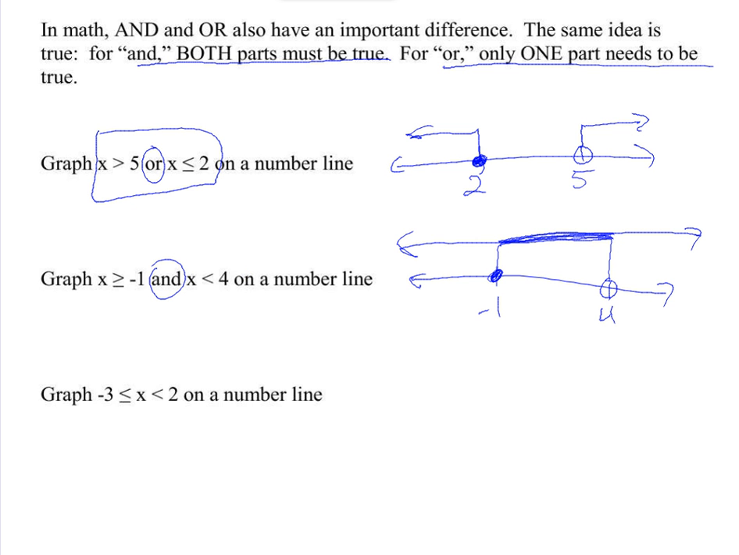What you're going to wind up with is a graph that looks like this. Your and statements will all wind up looking like that. Your or statements can look like this, but they can also do this. They can also do this. And they can also do this. But an and statement has no choice. It has to look like this. Yeah, I know it's terrible.